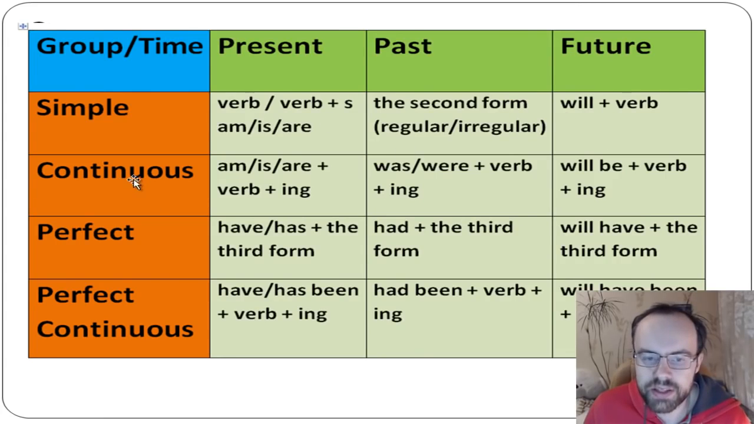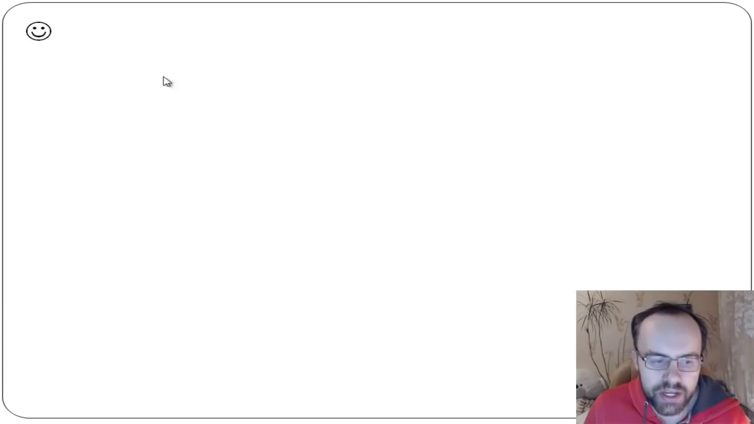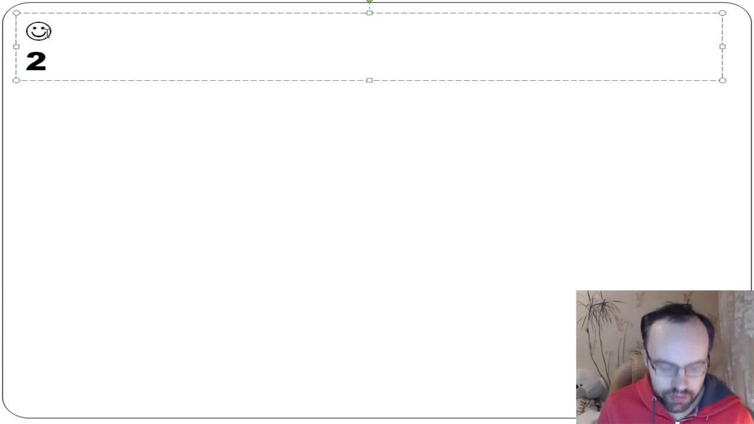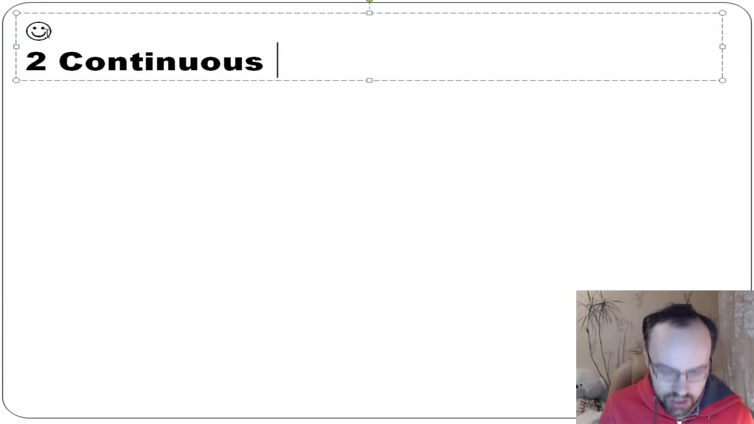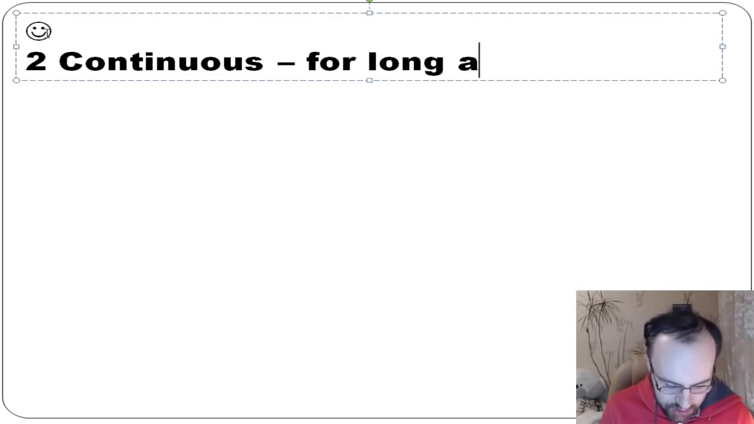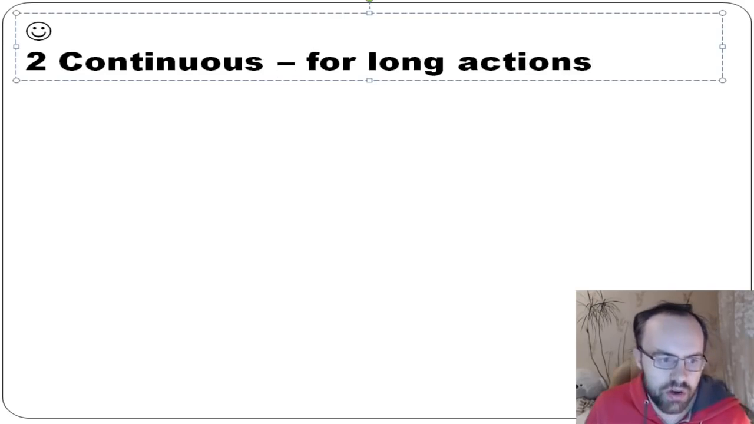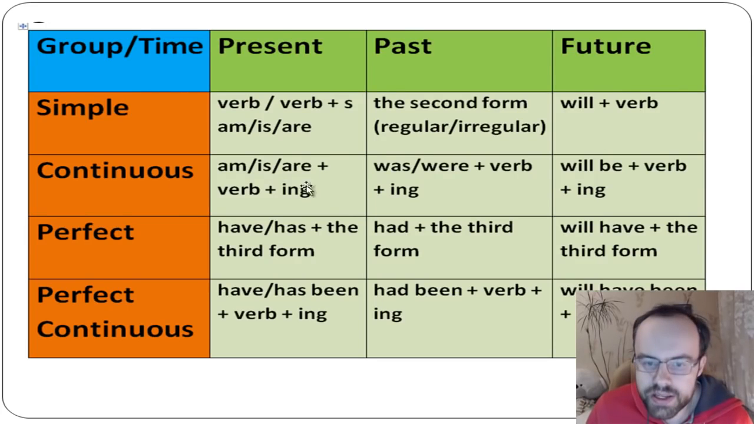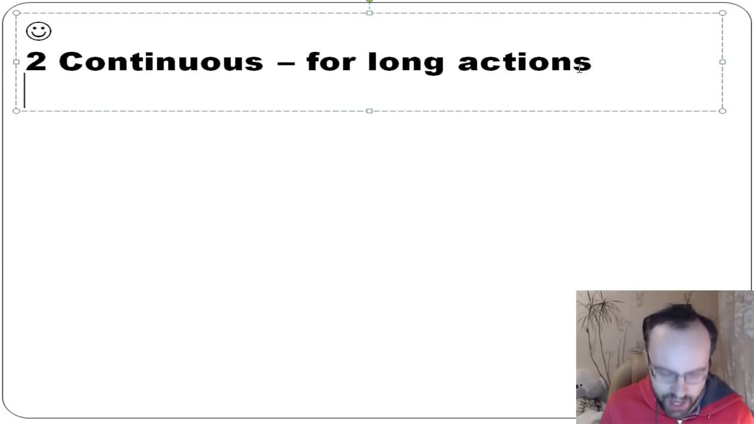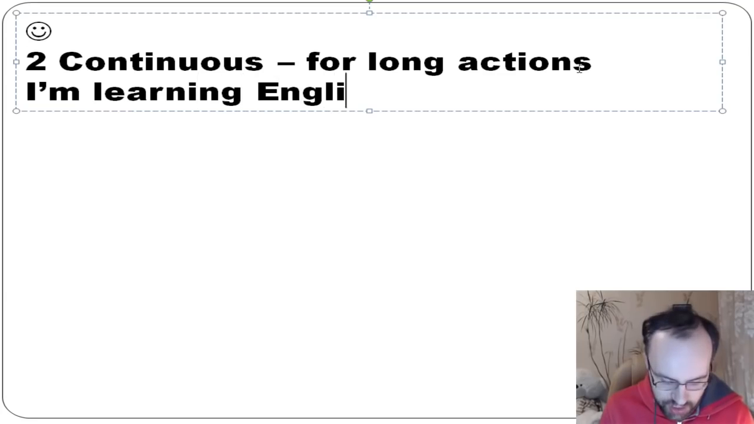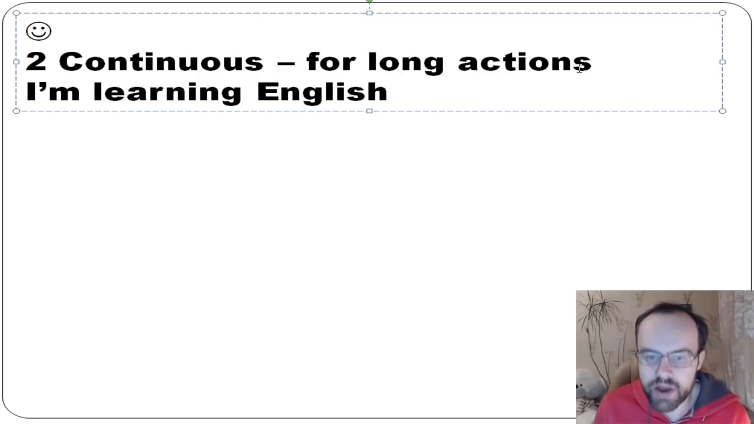Now the second group, we call it continuous. It's for long actions. Remember, long actions, and they can be in the present. We form it this way. For example, you can say I'm learning English. It's a long action. At present, I'm learning English.